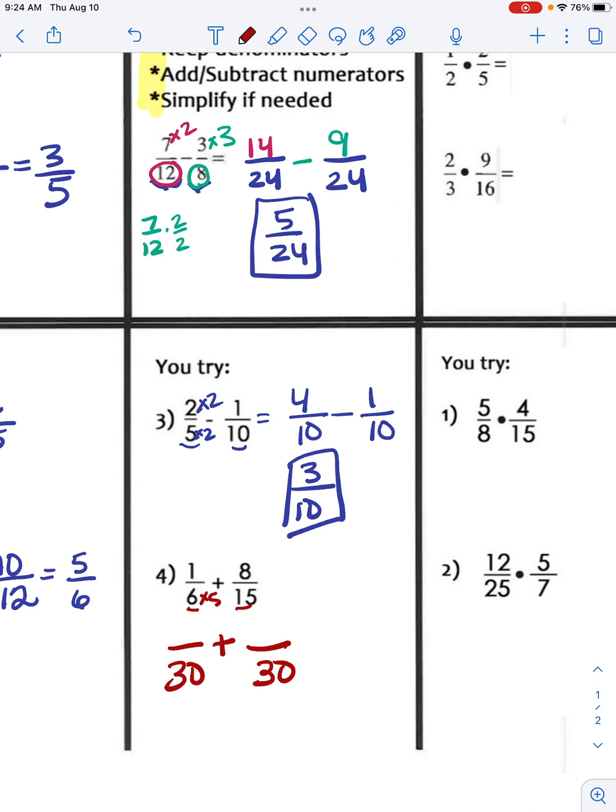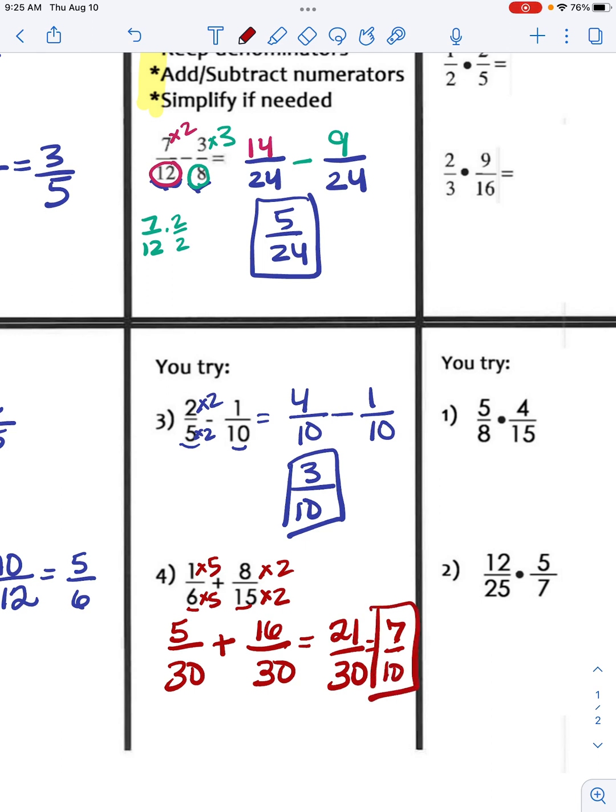So since we did 6 times 5, we're going to do 1 times 5. And since we did 15 times 2, we're going to do 8 times 2. And then we're going to add together 5 and 16 to get 21. And I can simplify this because 21 and 30 are both divisible by 3. So if I divide by 3, I'm going to get 7/10, and that would be my best answer.